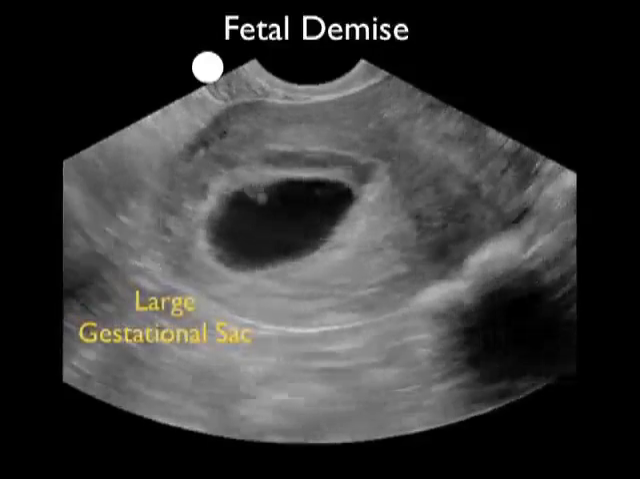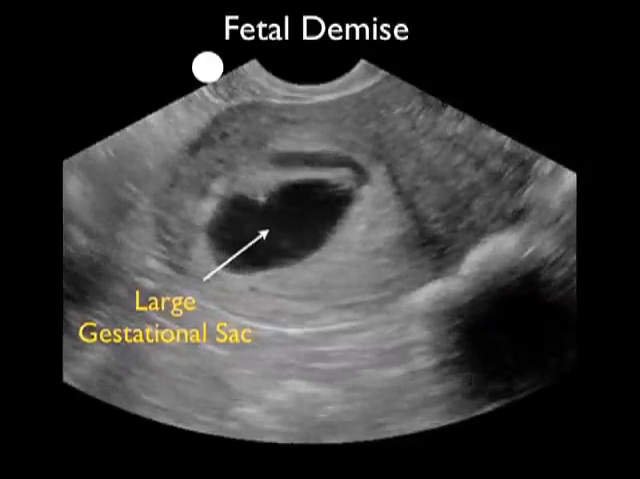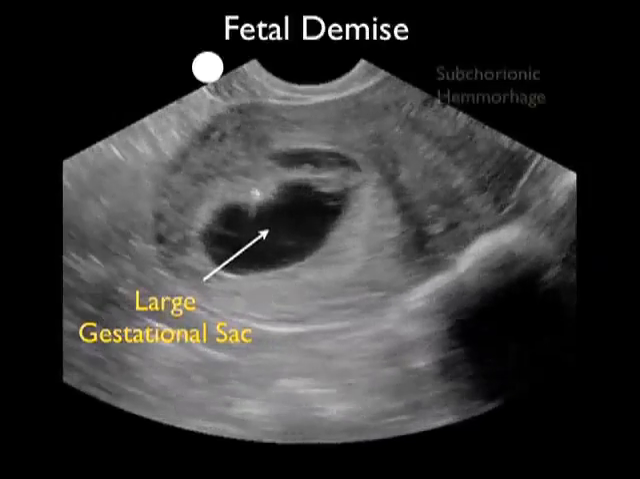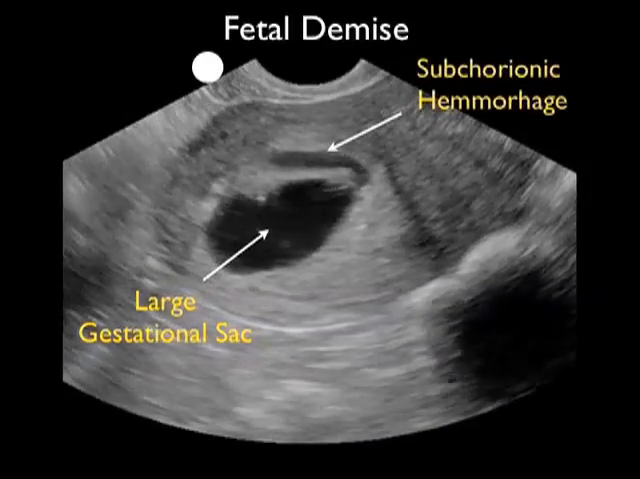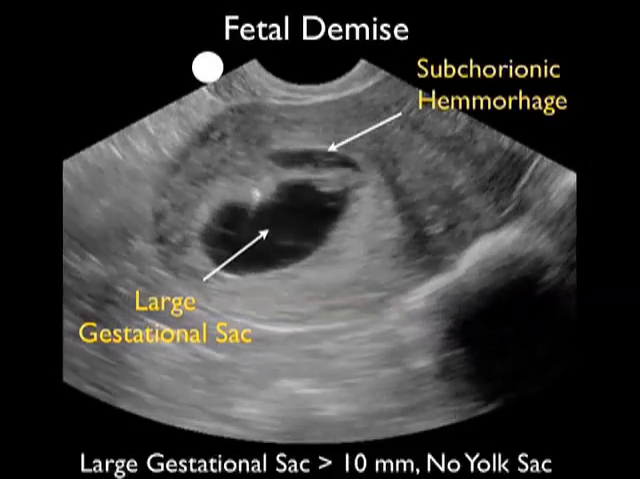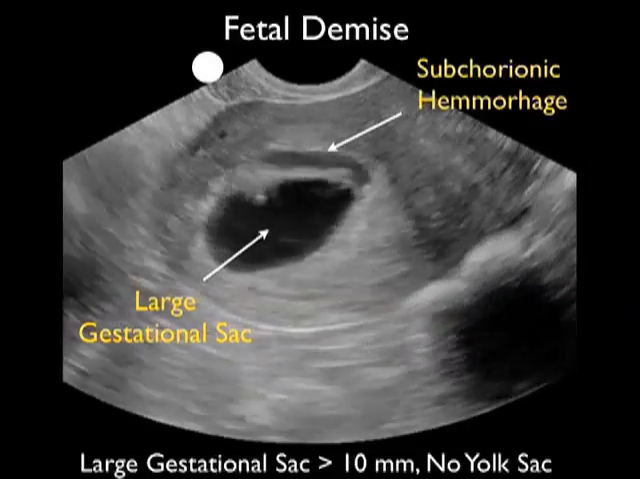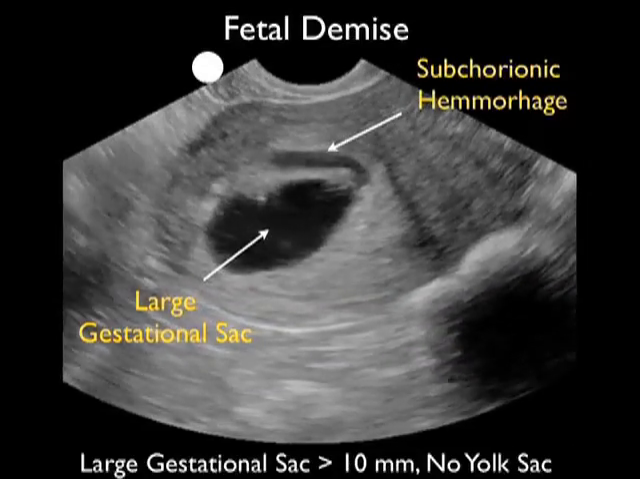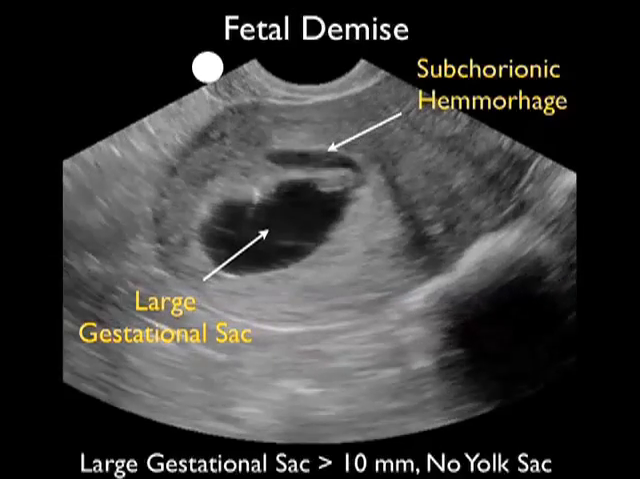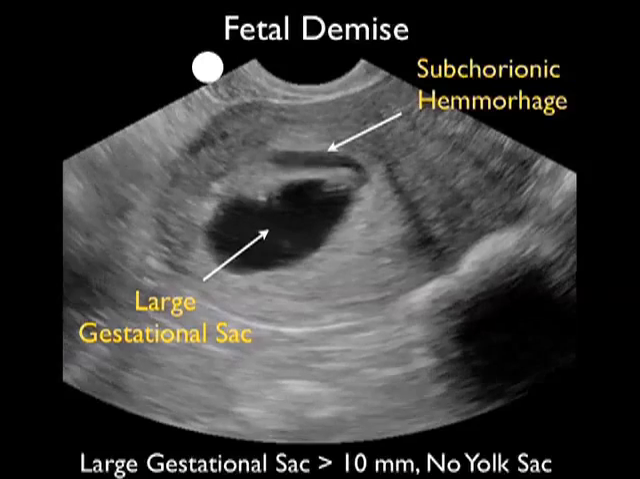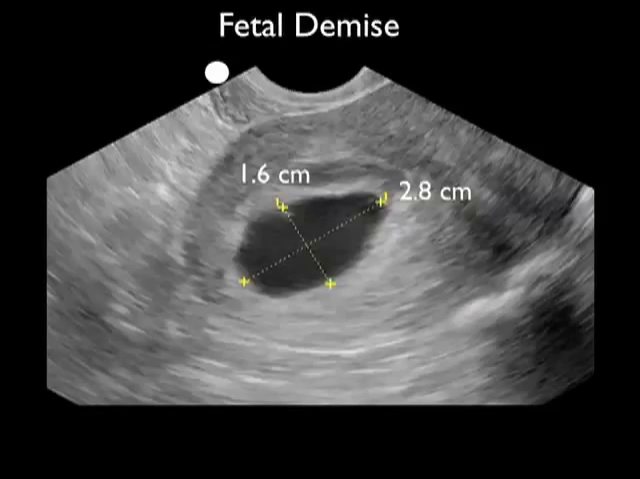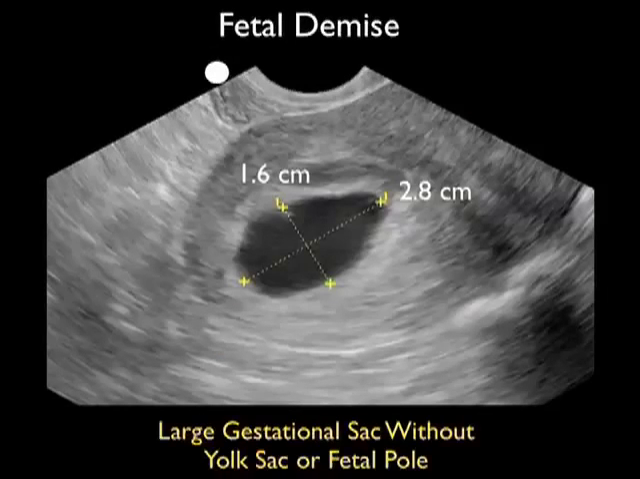The first thing we notice is a very large gestational sac without a yolk sac or discernible fetal pole with heartbeat. We also see the presence of subchorionic hemorrhage to the superior aspect of the gestational sac. That's that area of dark or anechoic fluid surrounding the gestational sac, and this is seen commonly with abnormal pregnancies or spontaneous miscarriage. Here we put the calipers down to measure the diameter of the gestational sac.